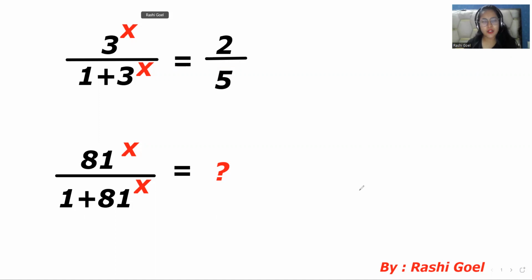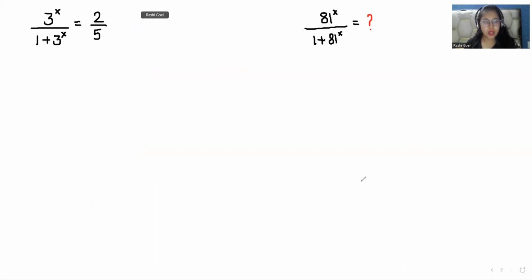So let's start with today's video. We have an expression: 3 power x over 1 plus 3 power x equals 2 by 5, and we have to calculate the value of 81 power x over 1 plus 81 power x. So let's start. To solve this we have our step 1.